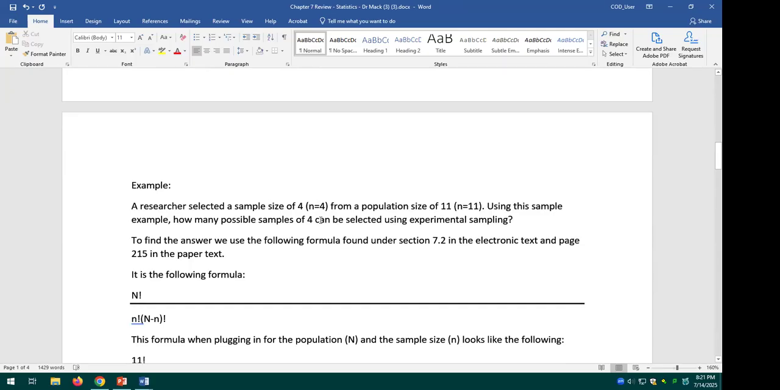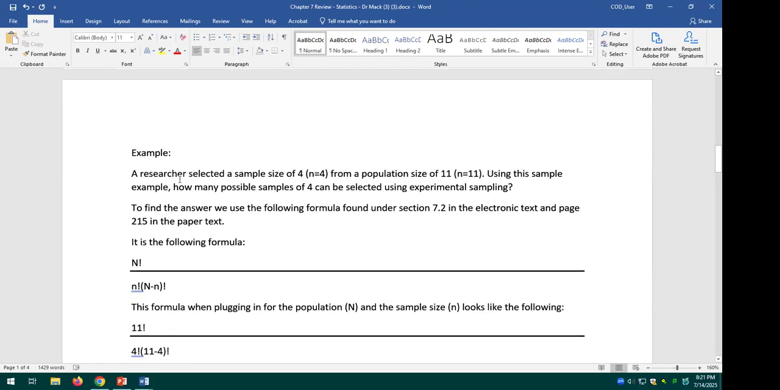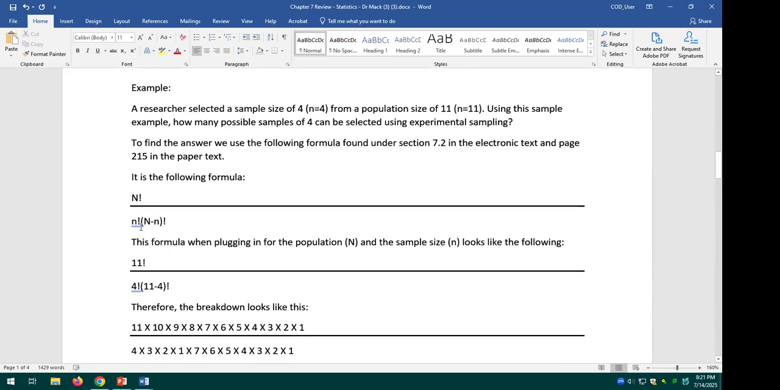For example, a researcher selected a sample size n. Oh, this is the fun stuff. Okay. A researcher selected a sample size of n is 4 from a population size of N is equal to 11. Using this example, how many possible samples of 4 can be selected using experimental sampling? It's the following formula: N factorial over n factorial times (N minus n) factorial. Now we're going to walk through what that is.